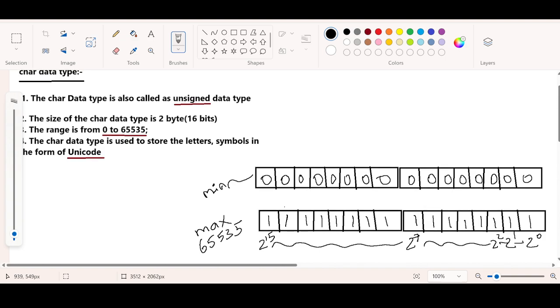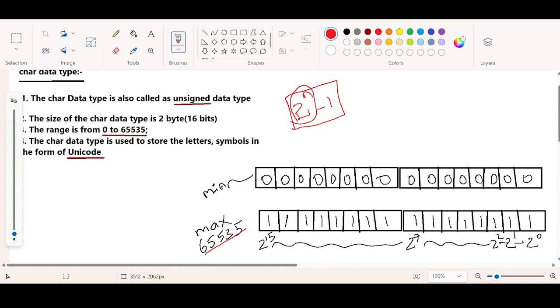What is the other way? There is a formula for this as well. What is the formula to find the maximum range? The formula is 2 to the power of n minus 1. This formula will also give you the maximum range, which is 65,535. You can calculate the range in either way, right?